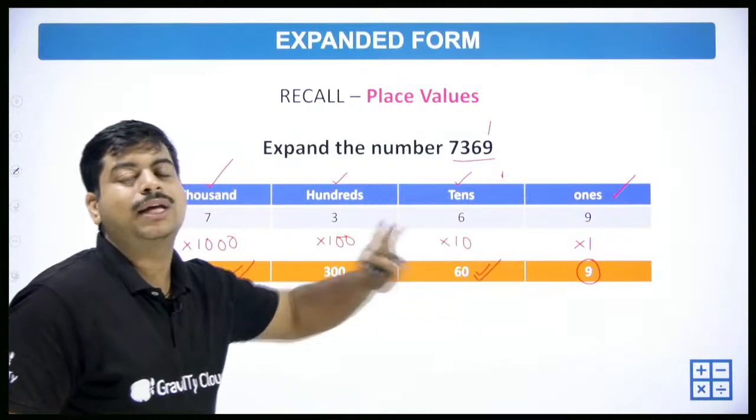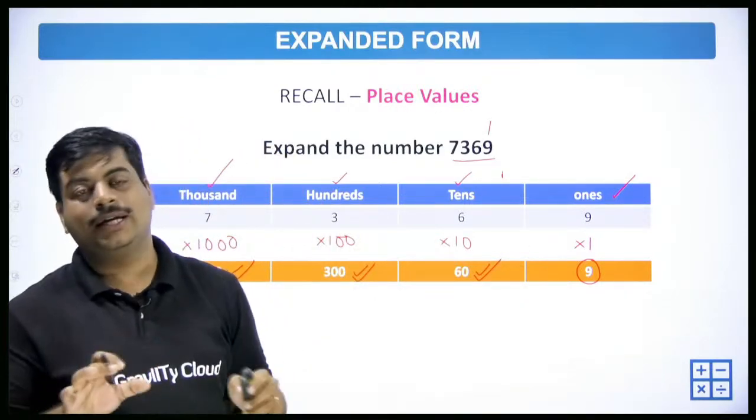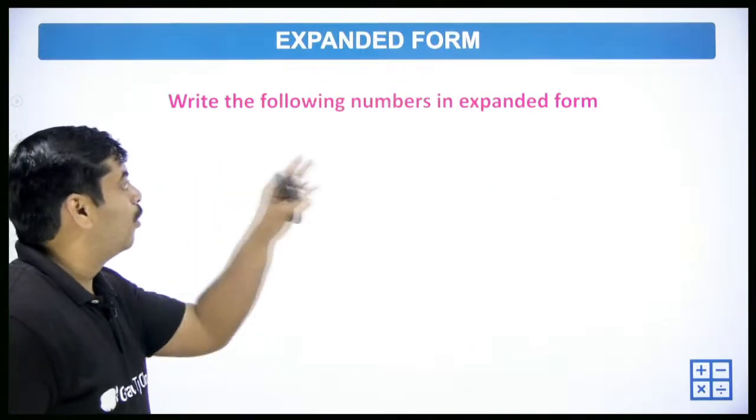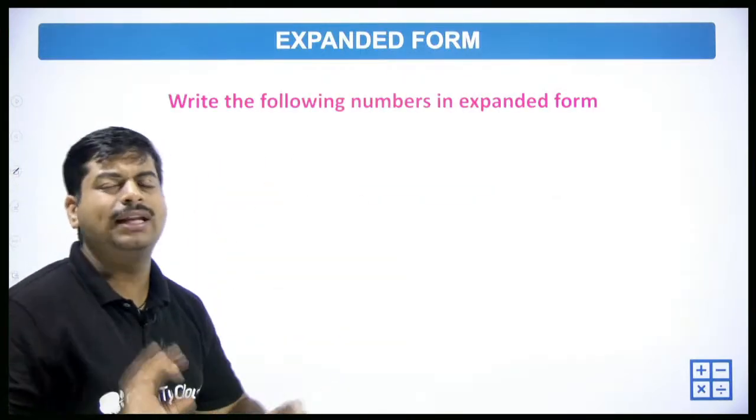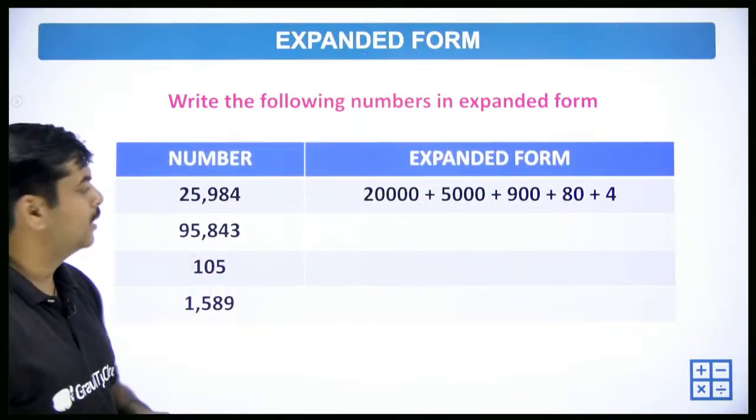7369. Those are the place values, and that is how we write expanded form. Okay. Let's move ahead. Write the following numbers in expanded form. Very easy. Okay, you already know that. One example is also given.